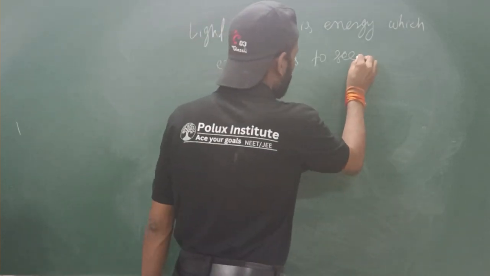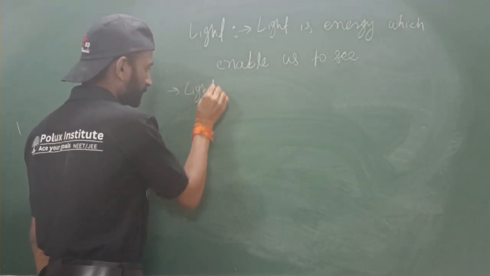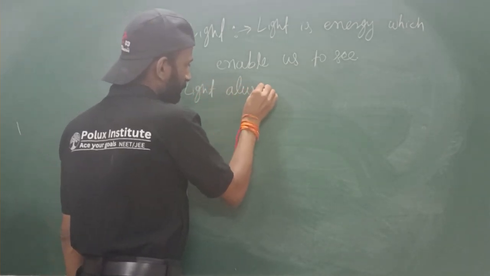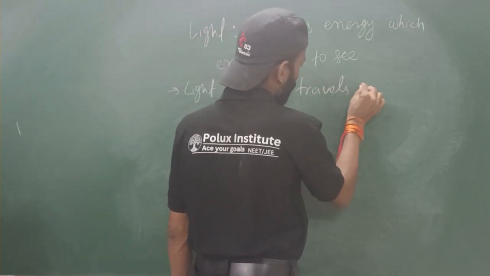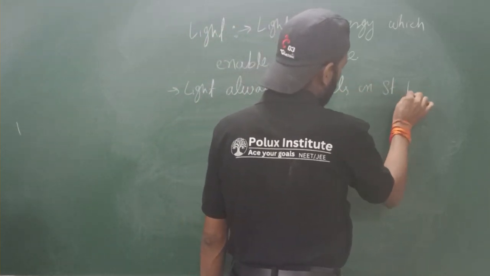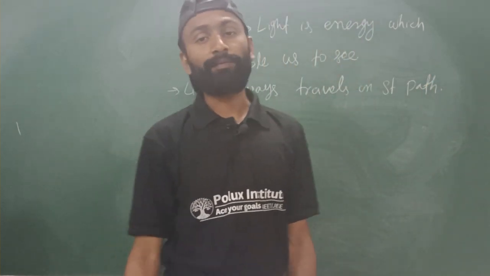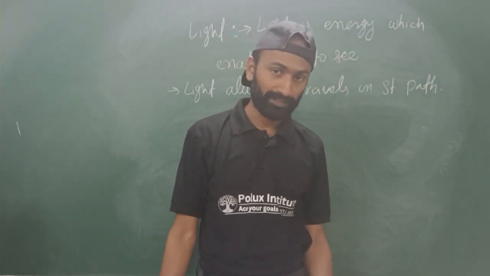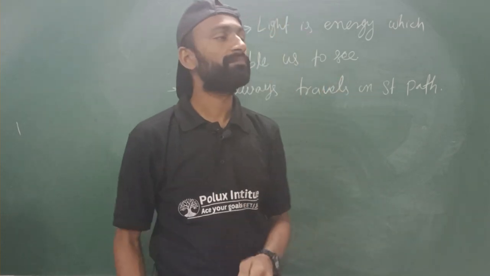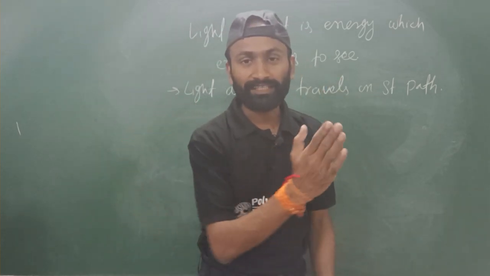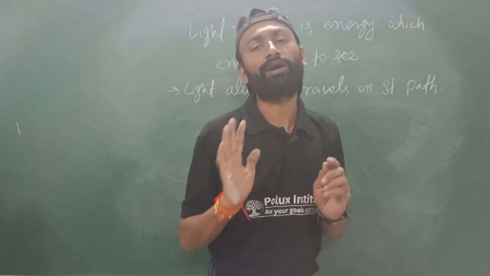Second point, light always travels on a straight path. Light is always traveling on the straight path. What is the meaning? Light will not go in a curved path. If you have a curve like this, the light will not go like this. Light will go directly from here to here, however the path is.